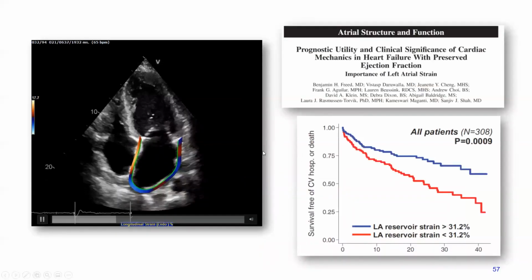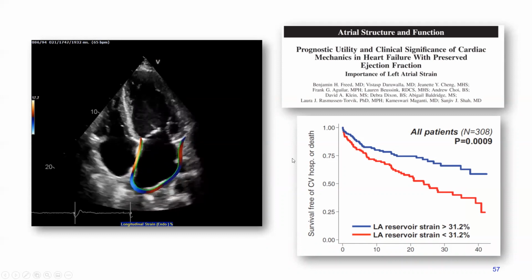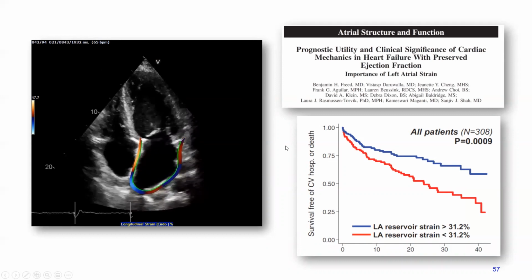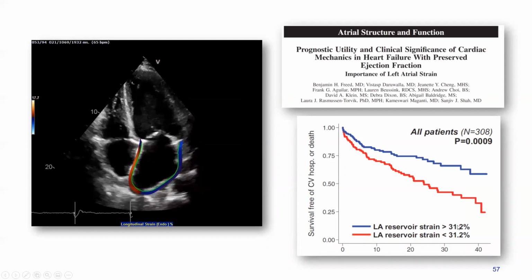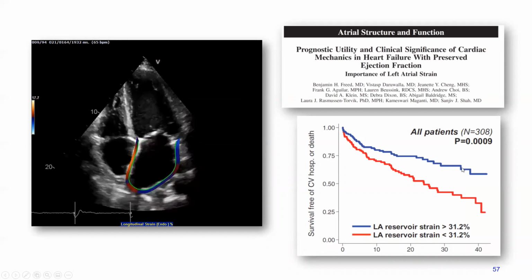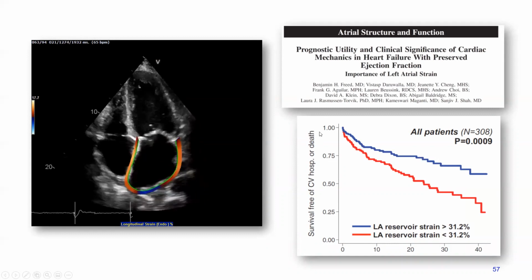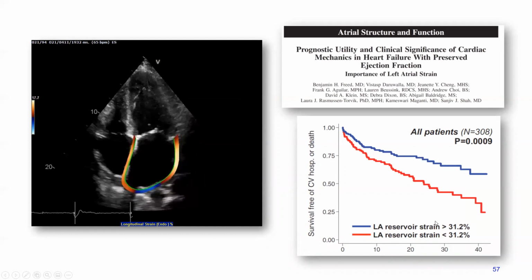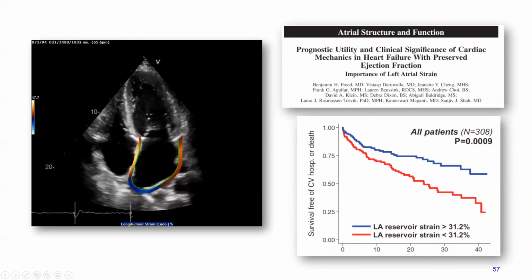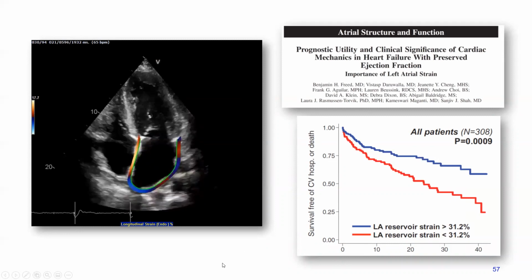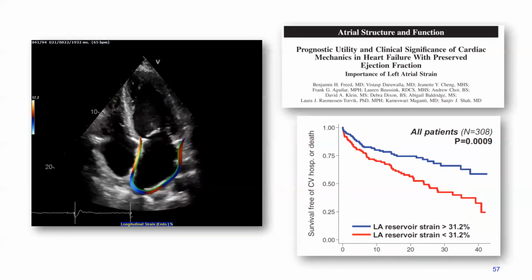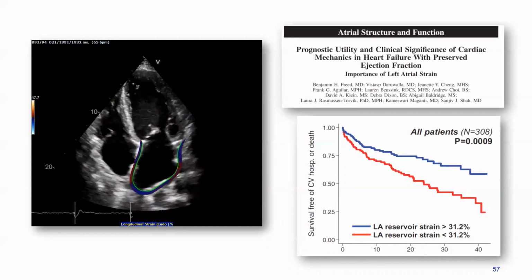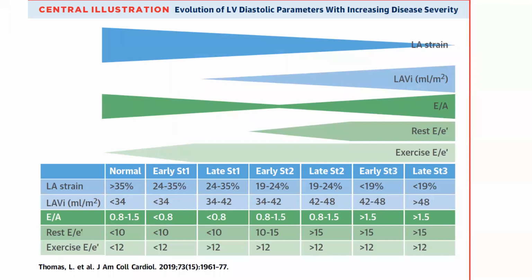And this, again, has been illustrated in a paper from Chicago showing that if your left atrial reservoir strain was within the normal range in patients with HFpEF versus reduced left atrial reservoir strain, that seemed to have a significant survival free of hospitalization in the patients that they followed up. So lots more to come on this topic.